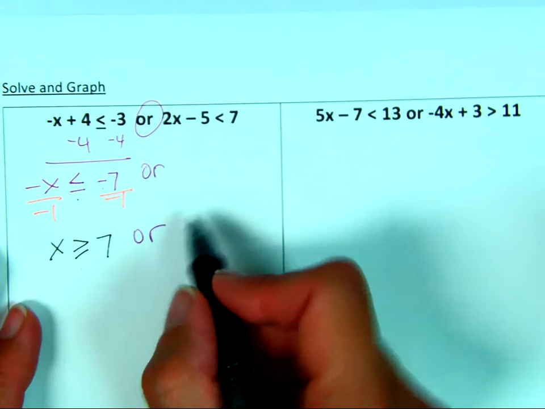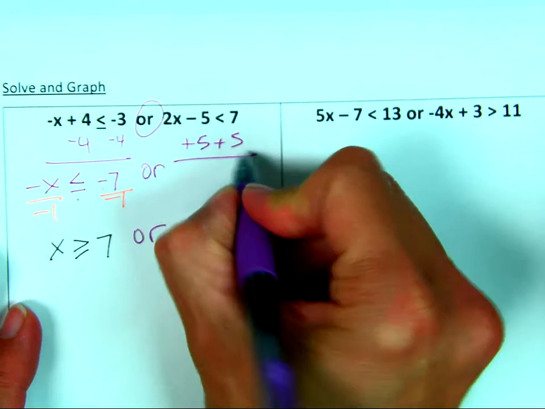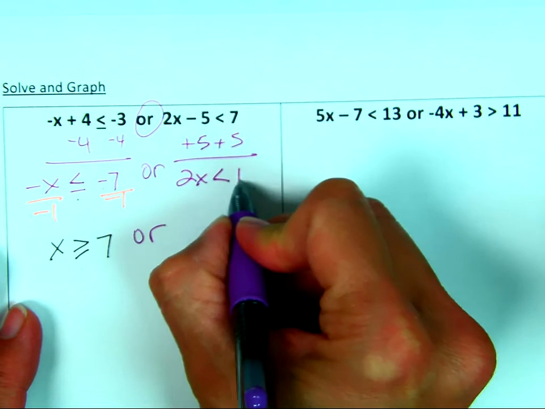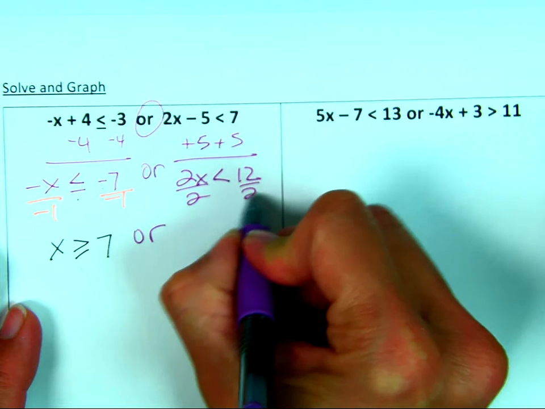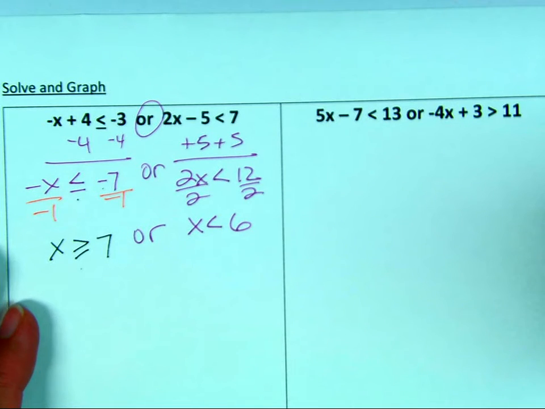Now on to this one. Okay, so we've got to add 5 to both sides. We're going to get 2x is less than 12. Divide by 2. X is less than 6. So now we're going to graph it.